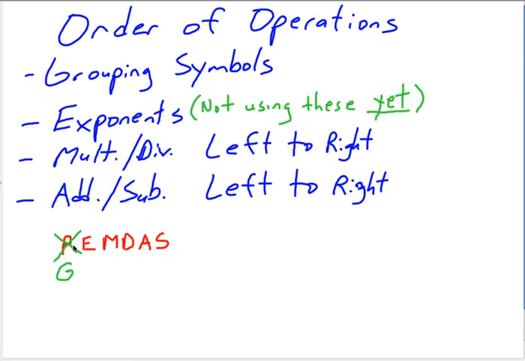One issue with the "Please excuse my dear Aunt Sally" is some students think that you have to do multiplication before division. That's not actually the truth. It's whichever one comes first, left to right. Okay, so if the division comes first before the multiplication, then you do that. Same thing with addition and subtraction. It happens left to right. So if the subtraction happens to come first, then you should do that first.